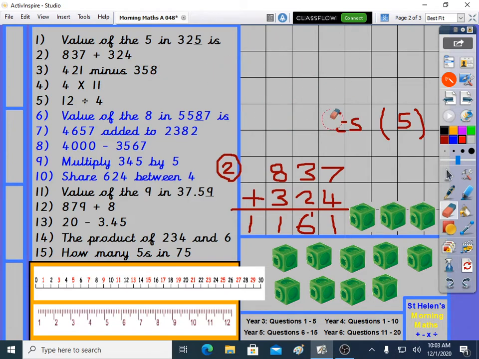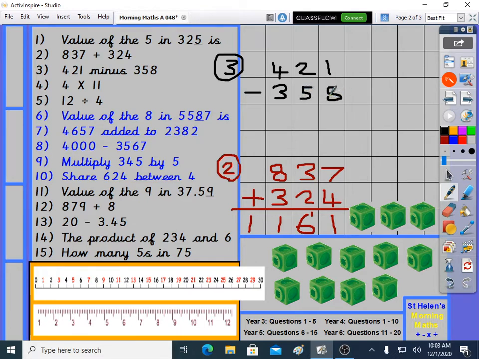Let's go to question 3, which I'll do at the top. Question 3, 421 minus 358. So when you're doing minus, you need to have the biggest number at the top when you're doing the column method. I should put my hats on. I didn't do that on that one, did I? Might as well do that now. We're always dealing with units, tens and hundreds in these two questions.